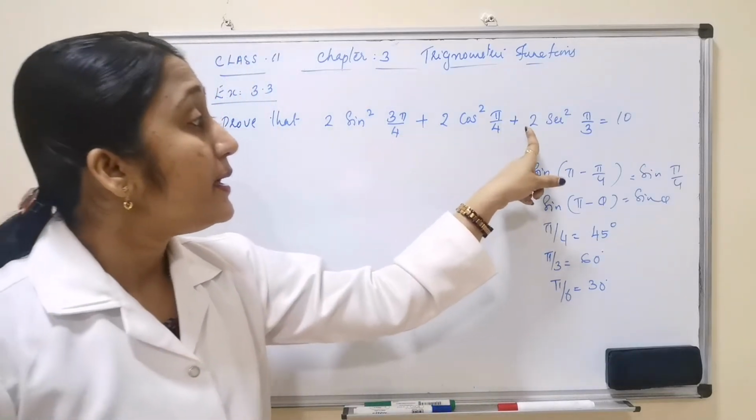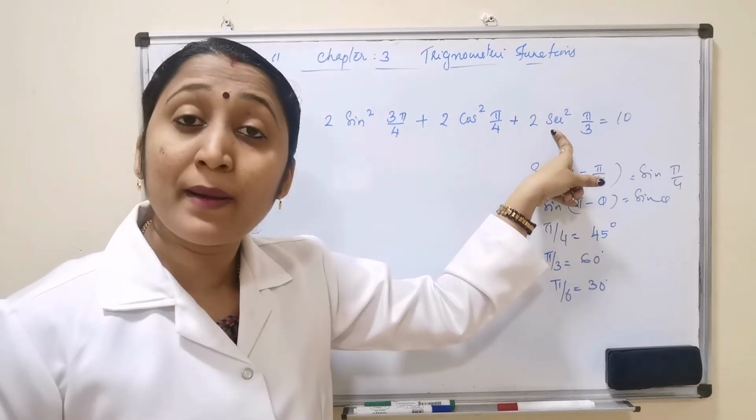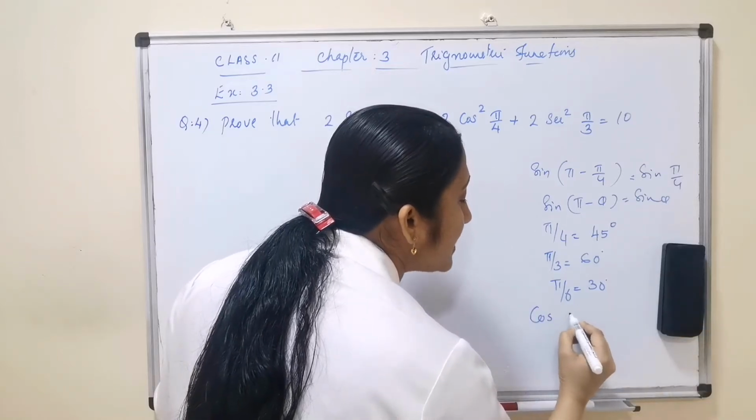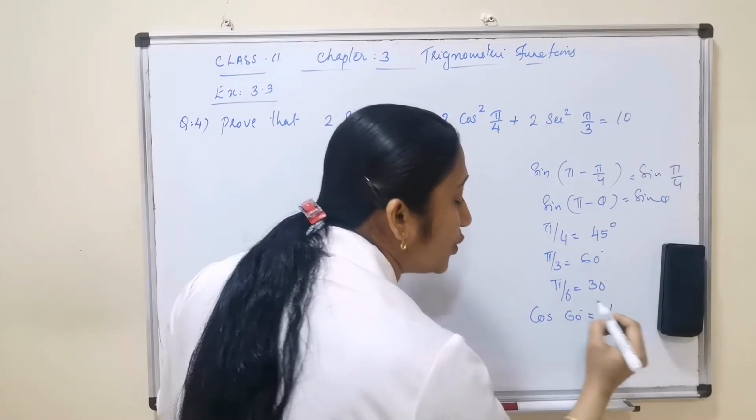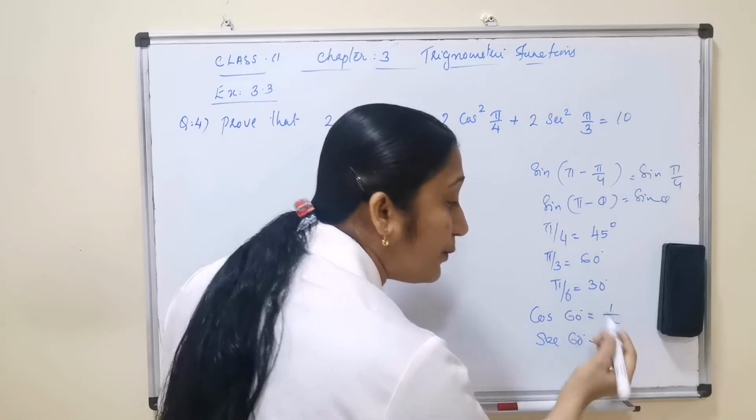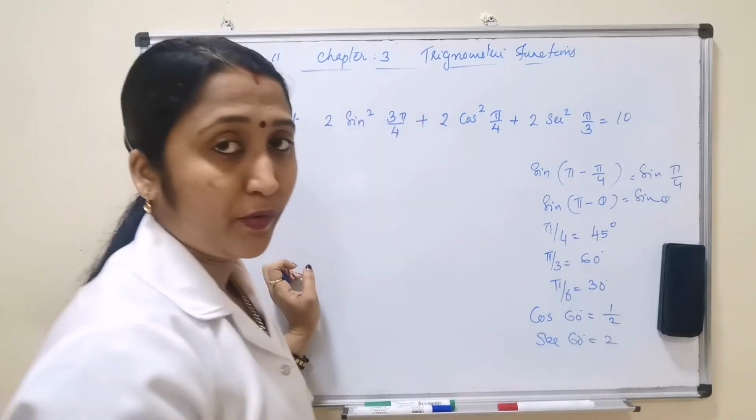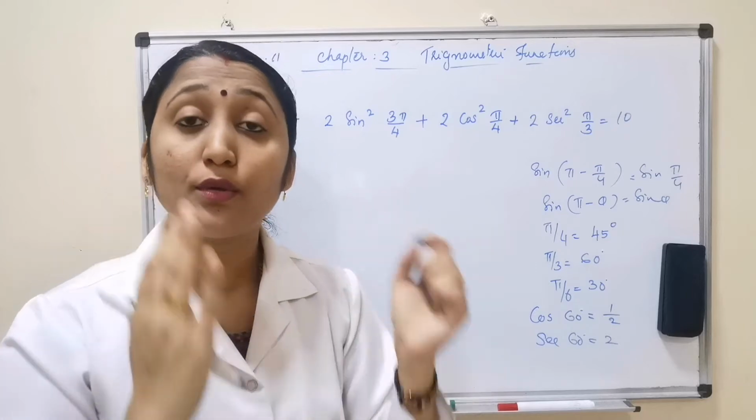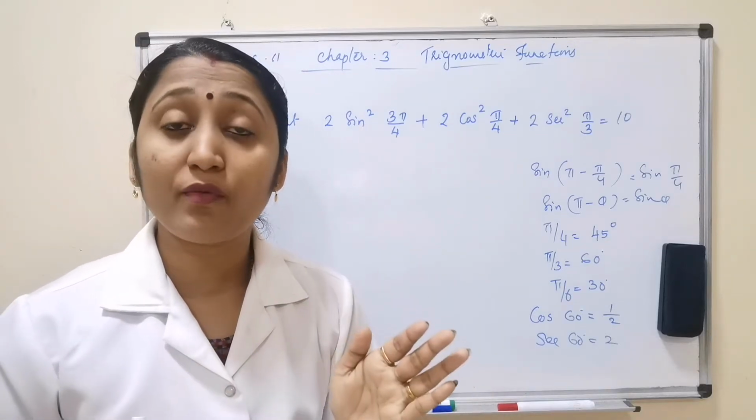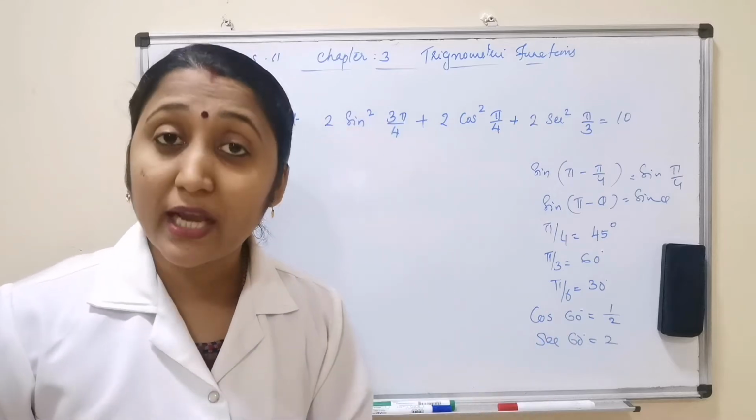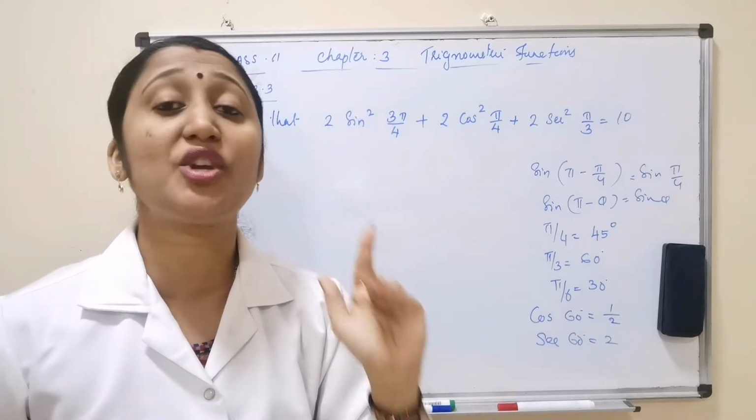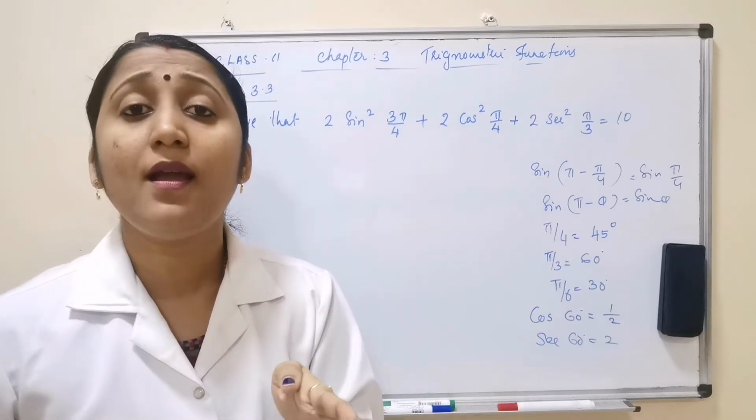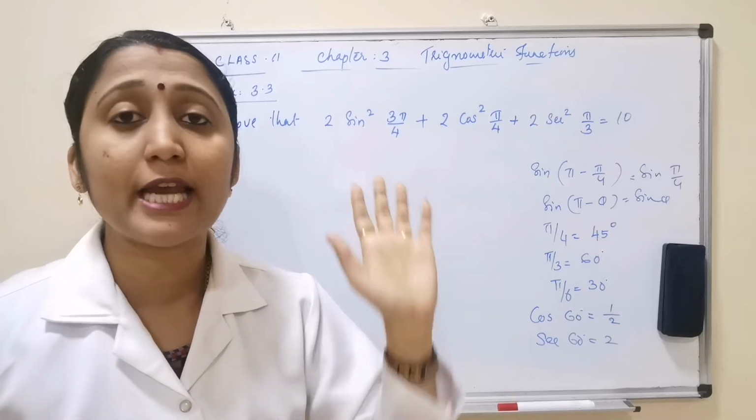Next is sec 60. That means we have to remember cos 60. Cos 60 is 1 by 2, and sec is the reciprocal of cos, so the answer is 2. First of all we have to remember those trigonometric values. You have to thoroughly study the trigonometric values up to 90 degrees: 30, 45, 60 and 90. Sine, cos, tan, that is very important. If you study these three, it is easy to solve this type of problem.